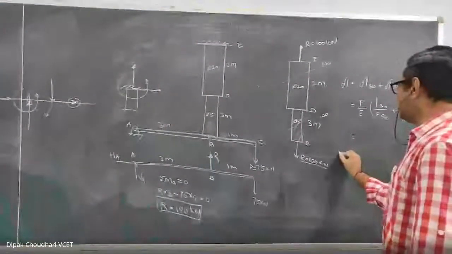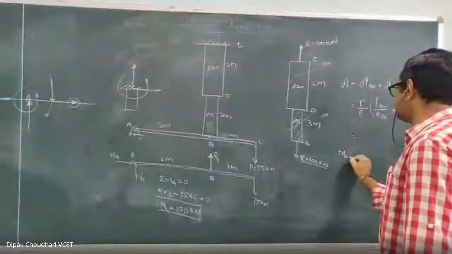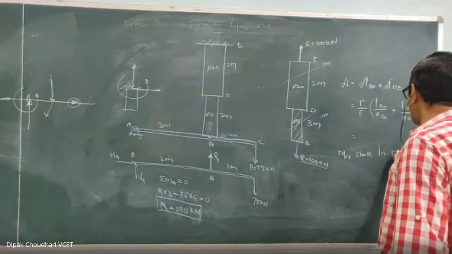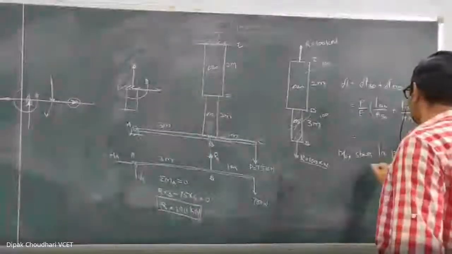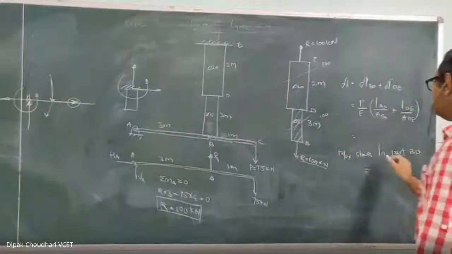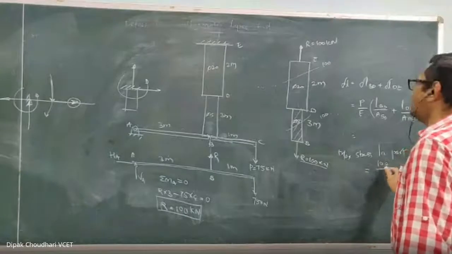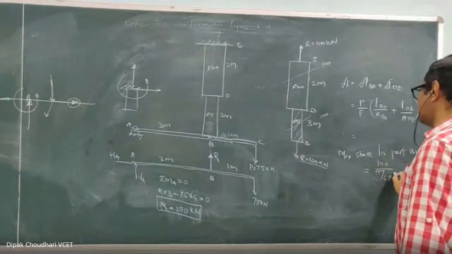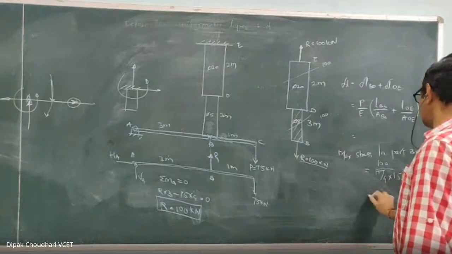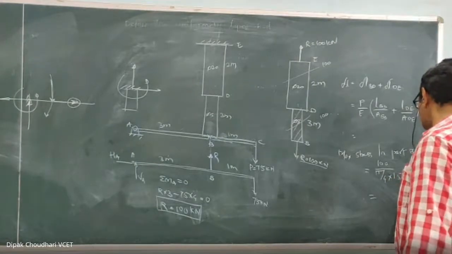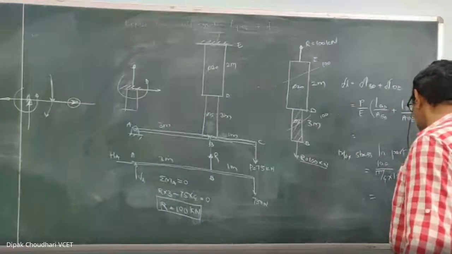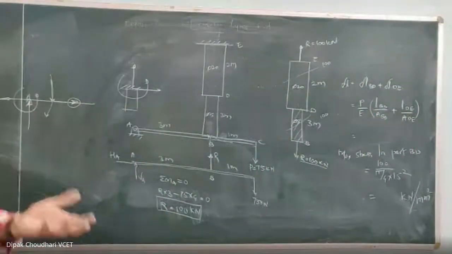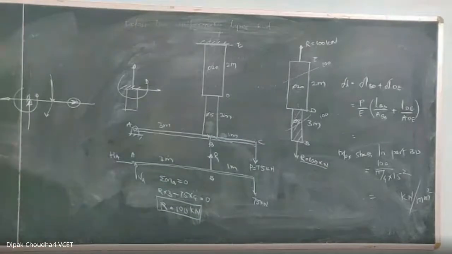So in this case, the maximum stress in part BD is equal to 100 kilonewton force divided by cross-sectional area pi by 4 into 15 square. Here you will get this stress, which will be the maximum stress. Directly, just by observation, you will come to know in which part the maximum stress will be induced.